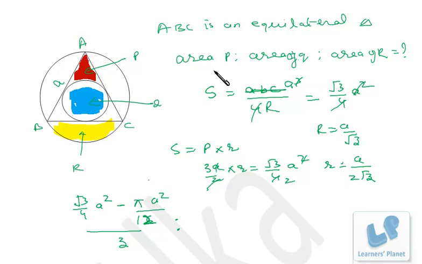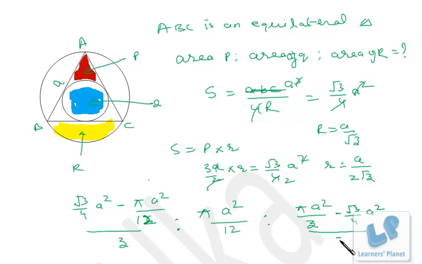Now then, area of Q, that is this circle, that is pi r square, that is pi A square by 12, is the area of this region. From the circumcircle, the area of the circumcircle, we need to deduct the area of the triangle. So the circumcircle radius is A by root 3. So pi A square by 3, that is the area of this circle, pi r square, minus the area of this triangle, root 3 by 4 A square, and all by 3. Okay, so this is the entire calculation.